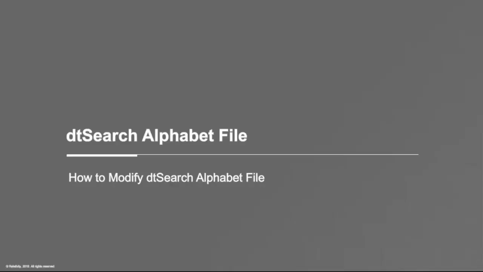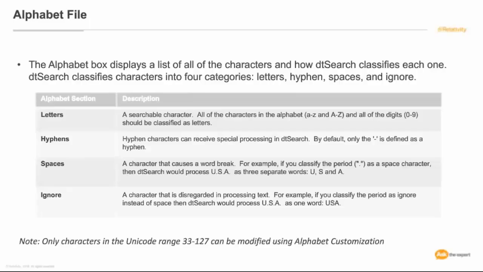All right, so let's take a look at the alphabet file. The alphabet box in your dtSearch index displays a list of all the characters and how dtSearch is classifying each one. So dtSearch has four separate sections. It has the letters, the hyphens, the spaces, and the ignore section. In the letters section, this is going to be anything that is searchable. So this is all the standard characters that you'd expect to be able to find in your documents. In general, this is going to be the lower and capital version of every letter, so A to Z, as well as all of the digits, so 0 to 9. And remember that any single digit is still searchable with dtSearch.